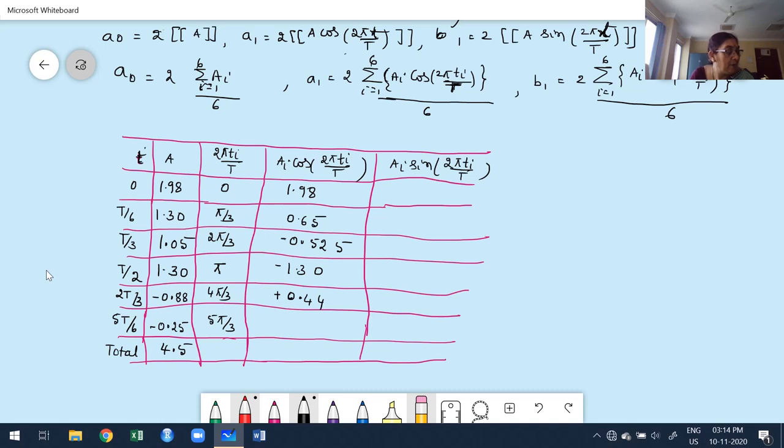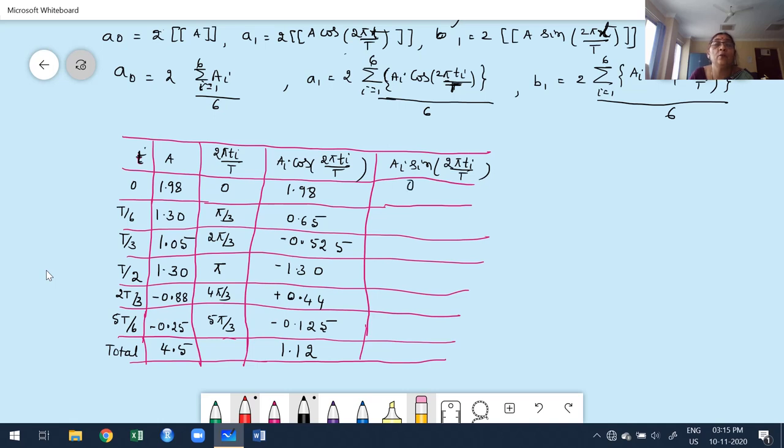Similarly, cos of 5 pi by 3 into minus 0.25 is nothing but minus 0.125. If you want to calculate it, take this total. This total we get 1.12. Similarly, I have to calculate along with sine. Sine 0 is 0, therefore the multiplication with A1 is also 0.